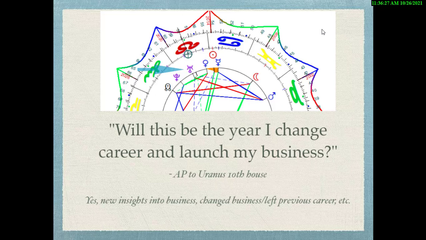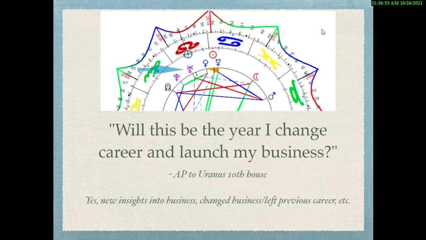Client asks, will I change my career and launch my business? Well, look, your age point was almost sitting on top of Uranus, going to come in direct contact with it. Even at that quick glance, by looking at it for 0.2 seconds, we can start to see what a 10th house Uranus can mean when you're so close to conjuncting it perfectly.